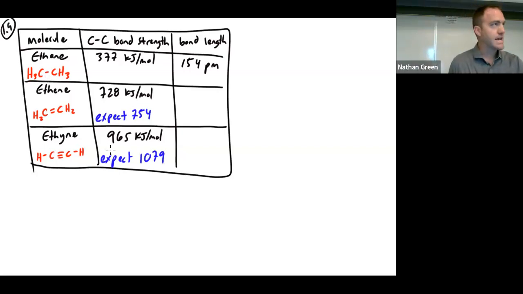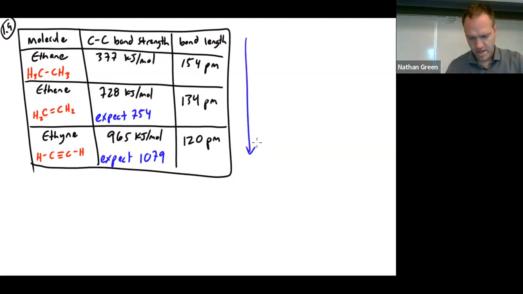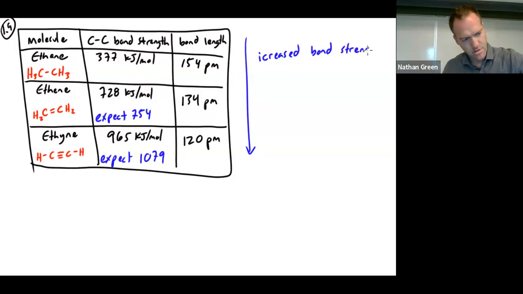As these electrons get stacked more and more between the 2 carbons, the bonds get shorter. And a general principle in chemistry is shorter bonds are stronger. So I go from 154 picometers to 134 picometers, shorter, stronger, to 120 picometers, shorter, stronger. As we move down this list, we have increased bond strength, and we have decreased bond length.